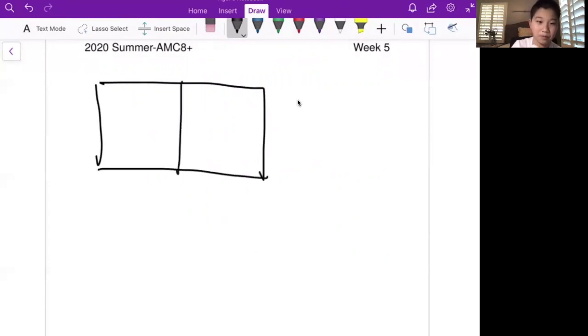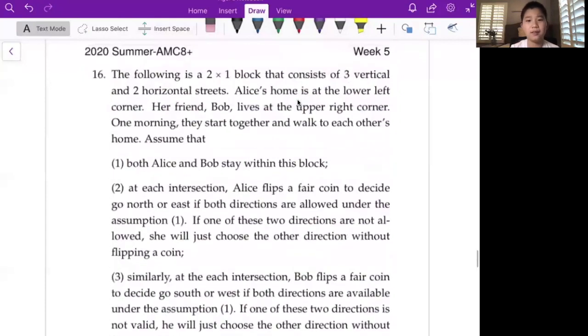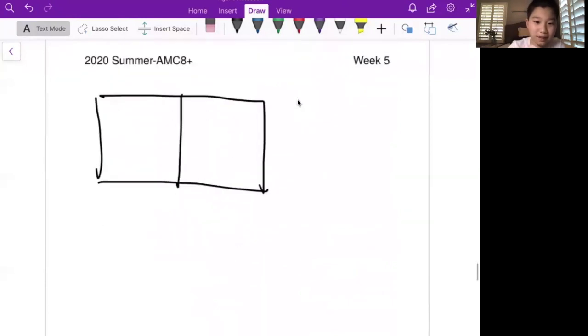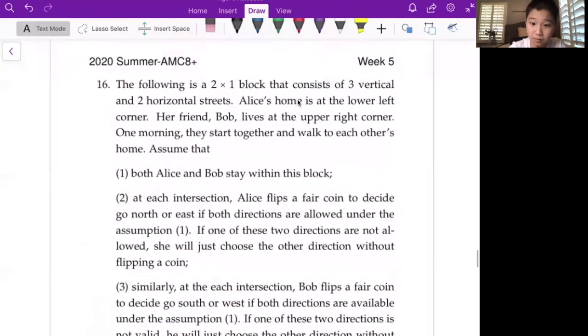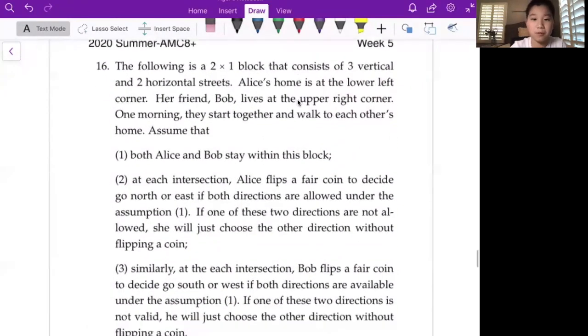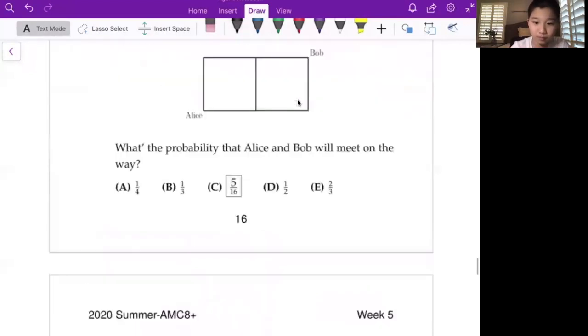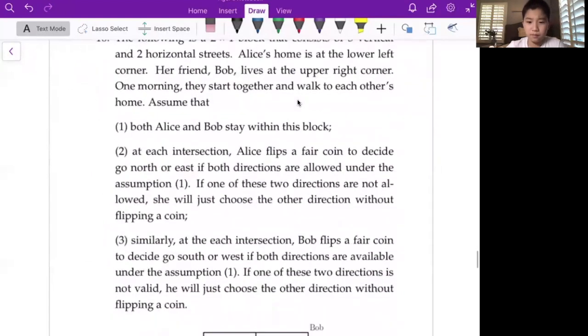This is a 2 times 1 block, and that consists of 3 vertical and 2 horizontal streets. Okay, we already know that. Alice's home is at the lower left corner, right here. And then her friend Bob lives at the upper right corner. One morning, they start together and walk to each other's home.